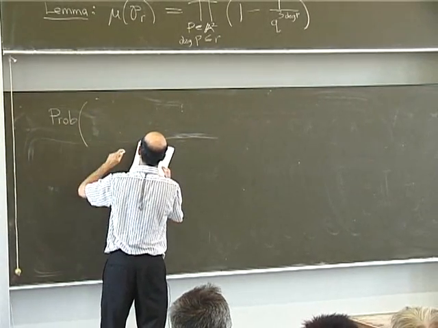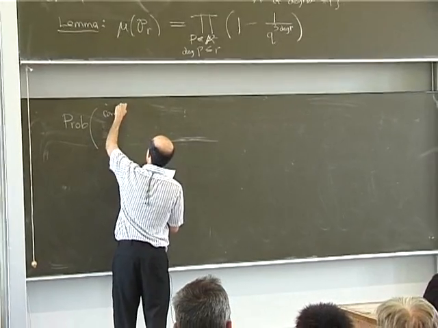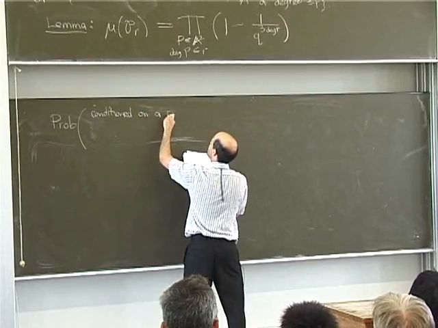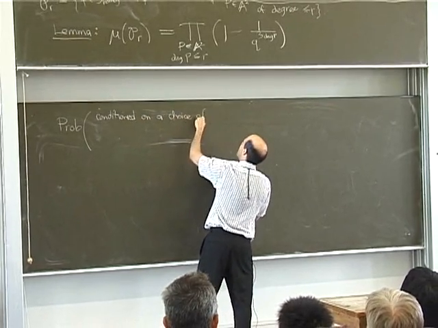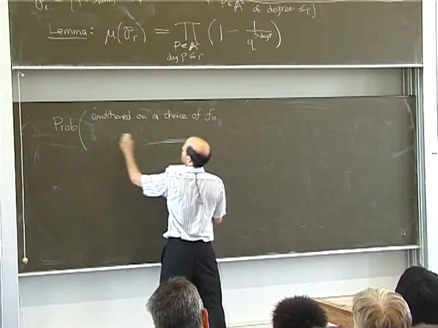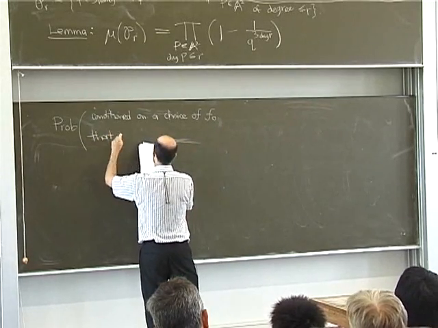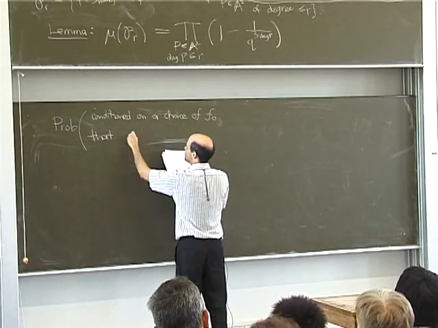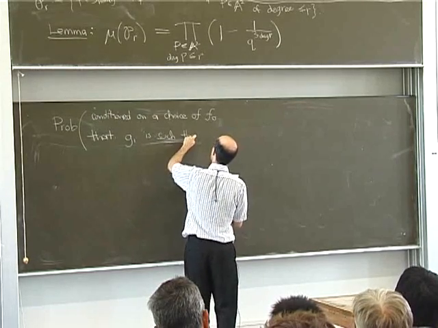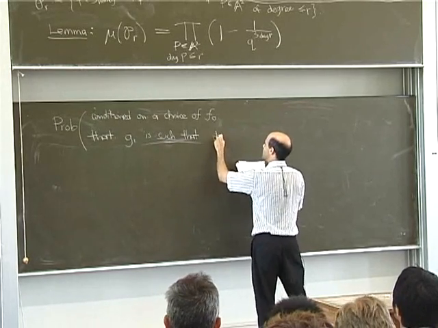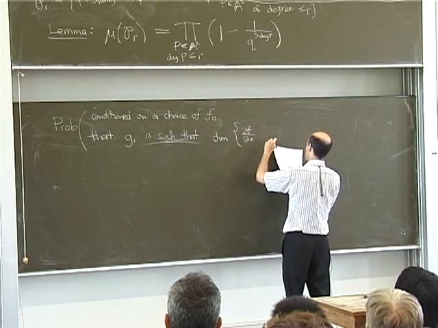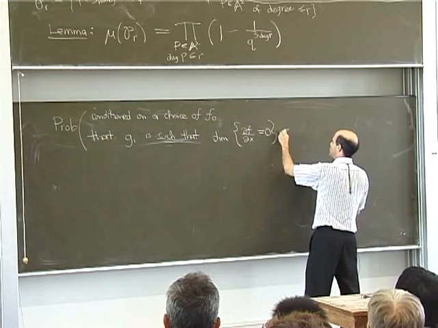Okay, so now, what's the probability that, I'm going to first choose F0 randomly, and then conditioned on that choice, fixing that choice, what's the probability that G1 is such that the dimension of the locus where the x partial derivative is 0 is at most one-dimensional.